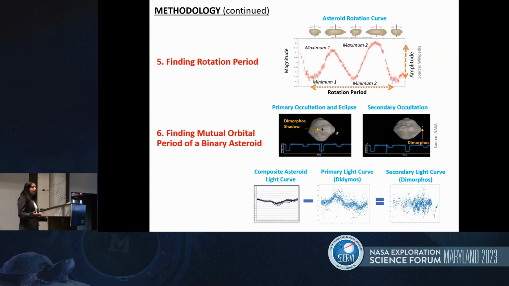Now was the interesting part. I had my light curves, and I had to find the rotation period of the asteroid. As asteroids rotate, different sides reflect light differently because they are irregular in shape, and this causes two maximas and two minimas in their light curves. And in the case of the Didymos binary asteroid, there was a moonlet. So, by subtracting the rotation period from the original light curve, I was able to find the mutual orbital period events.